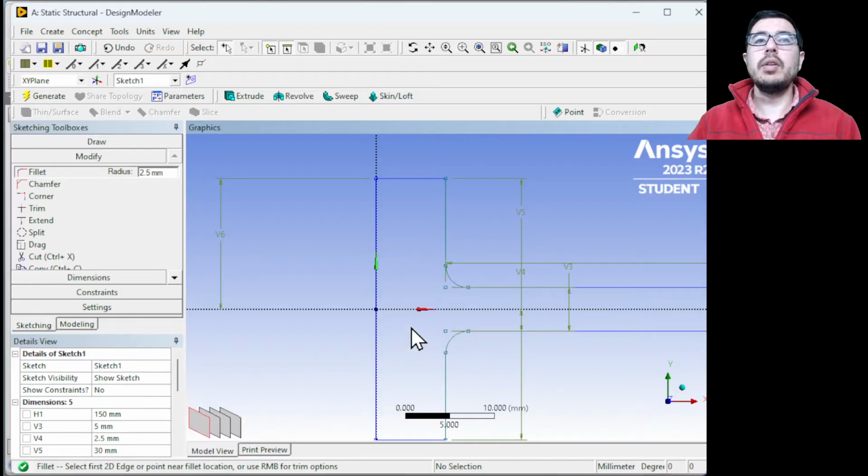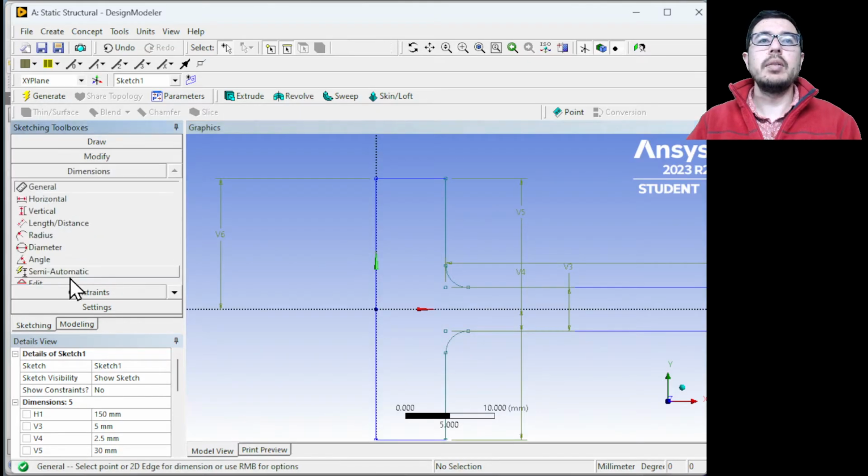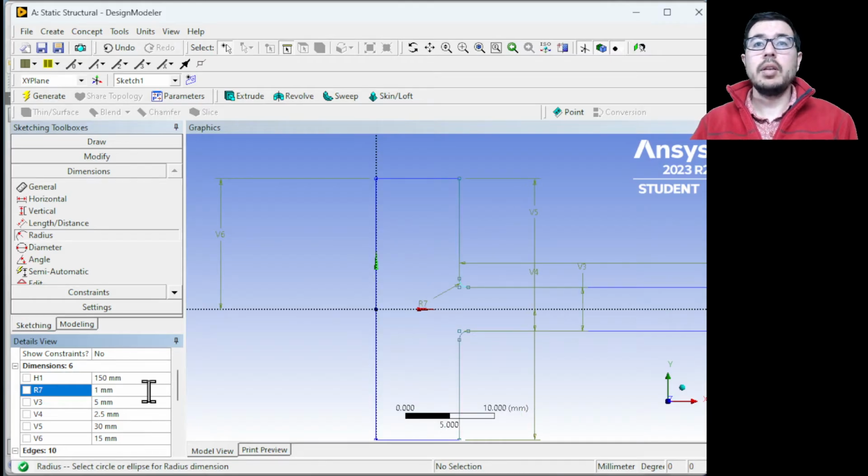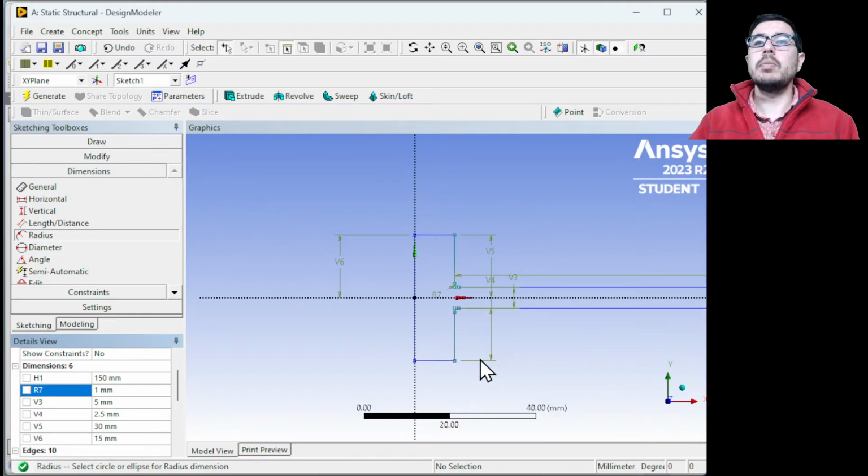Okay, and for this fillet, we can add dimension of radius, like that, and it'll be R7. Let's go ahead and crank it down to 1 millimeter. Okay, so that is now 1 millimeter that we're talking about. That's pretty small, and that's going to give us a stress concentration.